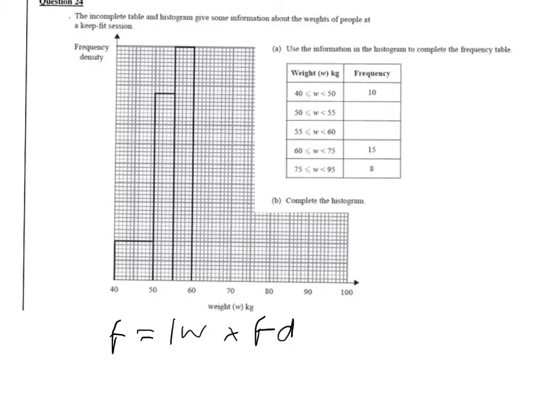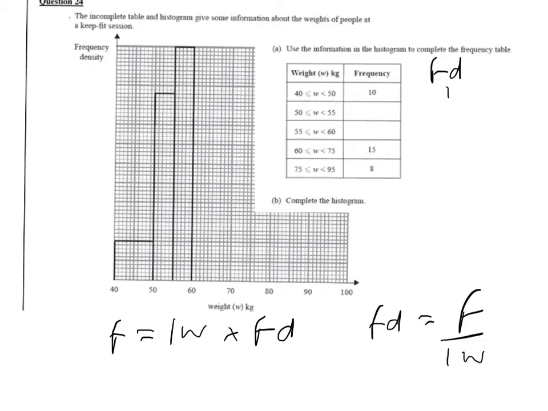The frequency will equal interval width times frequency density, or frequency density will equal frequency divided by interval width. And these two formulas will help you get through this question. So if we look at our first category, we know the frequency, we know the width. Frequency is 10, the width is 10. So using the second formula, the frequency density will be 10 divided by 10. So frequency density is 1.